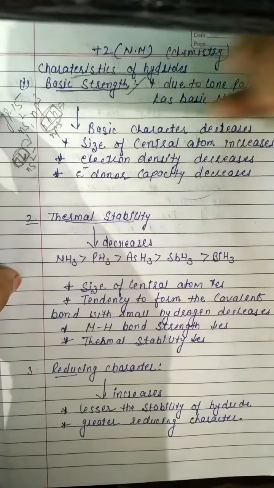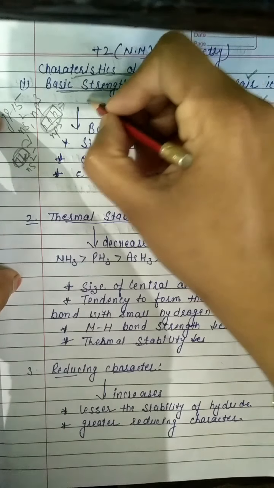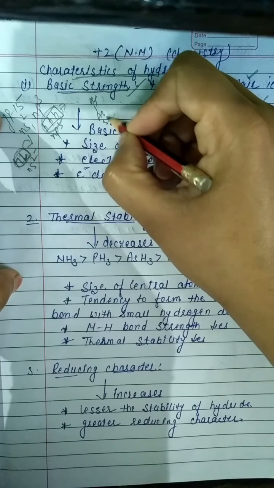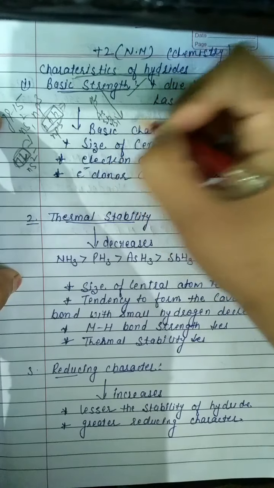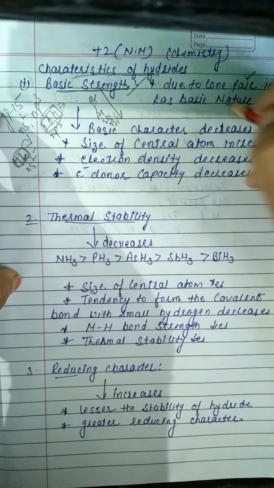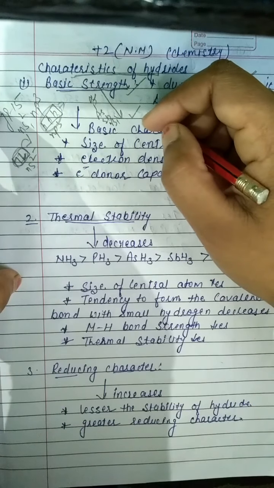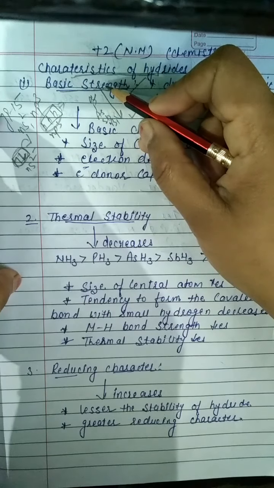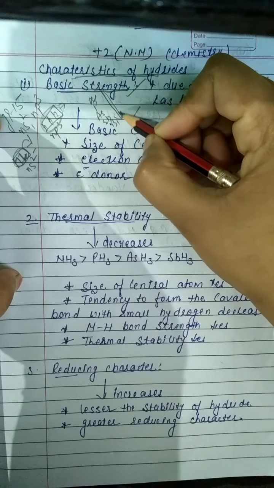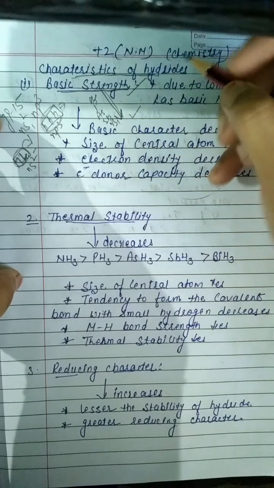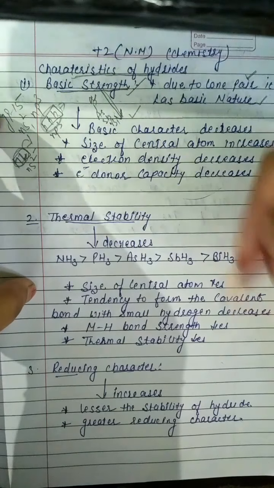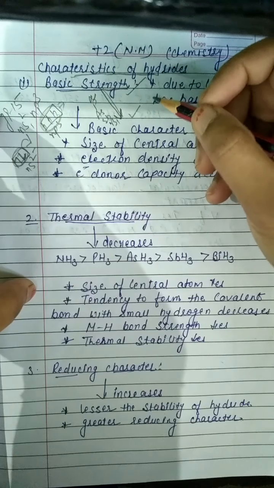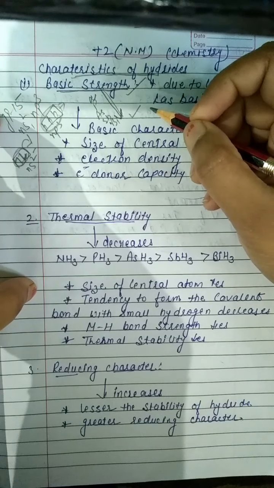But when we move from top to bottom, that is from the first element nitrogen, phosphorus, arsenic, antimony, bismuth, the basic character of the element decreases. They have less tendency to donate the lone pair. So the basic character decreases down the group. What is the reason behind it? Why does the basic character decrease in group 15 when we move from top to bottom?